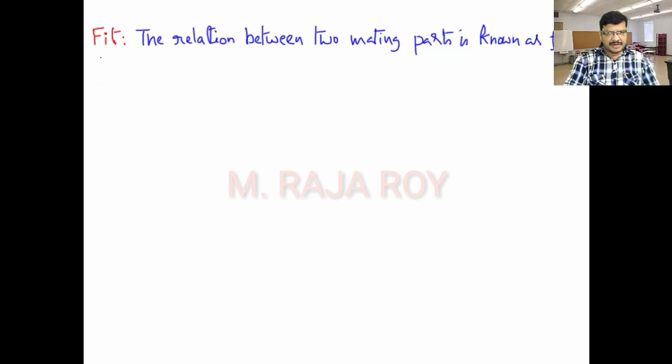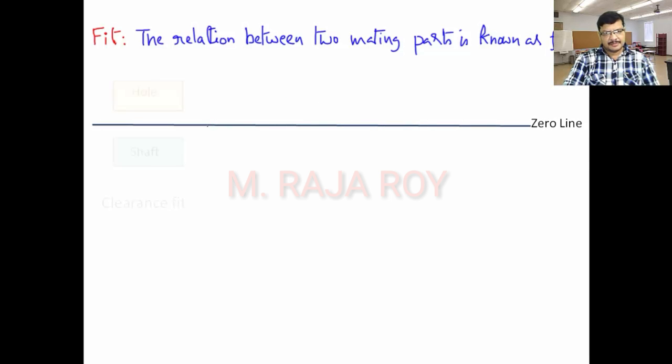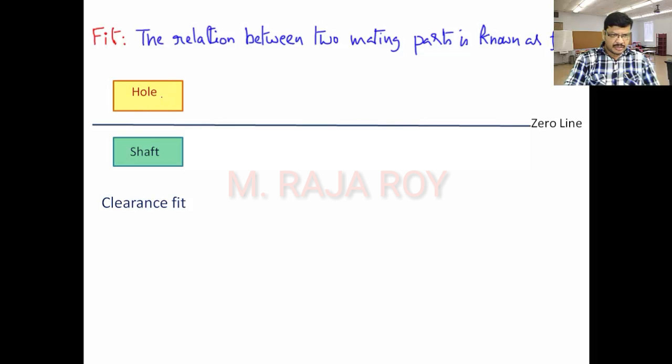Now what is a fit? Fit means it is the relation between the mating parts. Now observe, this is the zero line. If the tolerance zone of the hole is above the zero line and the tolerance zone of the shaft is below the zero line, you will get a clearance fit. Even if you take the minimum hole and maximum shaft, in that case also you are getting some clearance. Very easily you can insert the shaft into the hole. So that is the meaning of clearance fit.